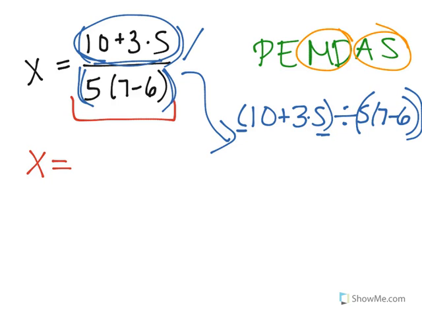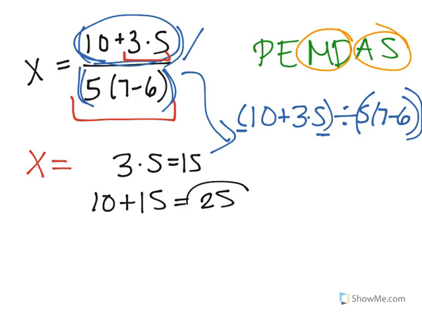But whatever we have on top is 10 plus 3 times 5. Using PEMDAS, we see that first we need to do multiplication or division, in this case multiplication. So we will do 3 times 5 is equal to 15, so we have 10 plus 15 is equal to 25. So this is our top.